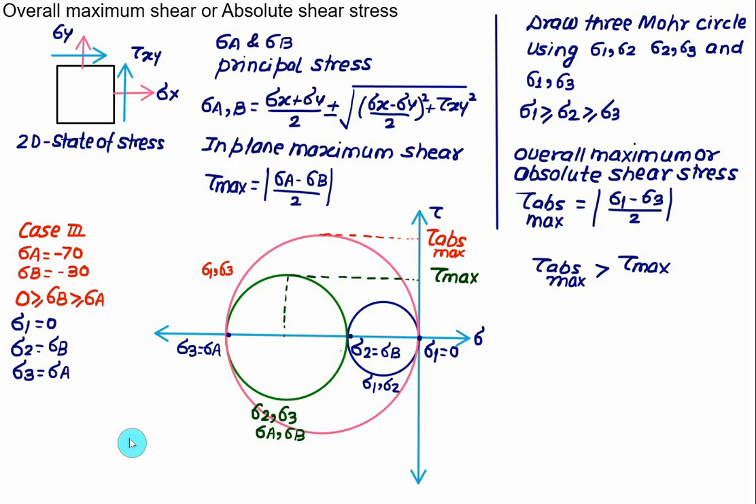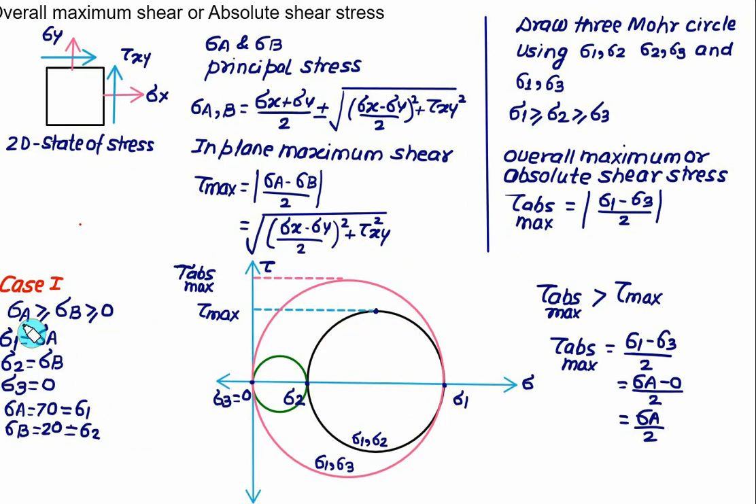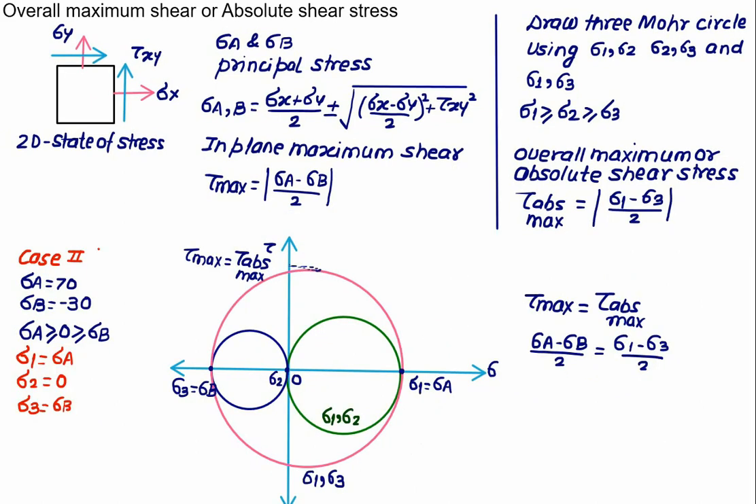The first case we have taken is that sigma A is greater than sigma B greater than 0, that is, both the principal stresses for the given two-dimensional state of stress are positive. Then the absolute shear stress is greater than the in-plane maximum shear. In case 2, if sigma A is greater than 0, a positive value, and sigma B is a negative value, the Mohr circle will lie on both sides. And this time it's a special case, that is, the in-plane maximum shear is the same as the absolute shear stress.